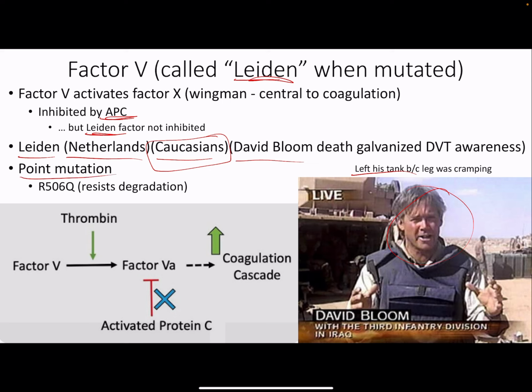So I would know it's a point mutation, and it causes an arginine to be converted into a glutamine. And again, that makes it resistant to degradation by APC, which teams up with protein S to inhibit it normally.